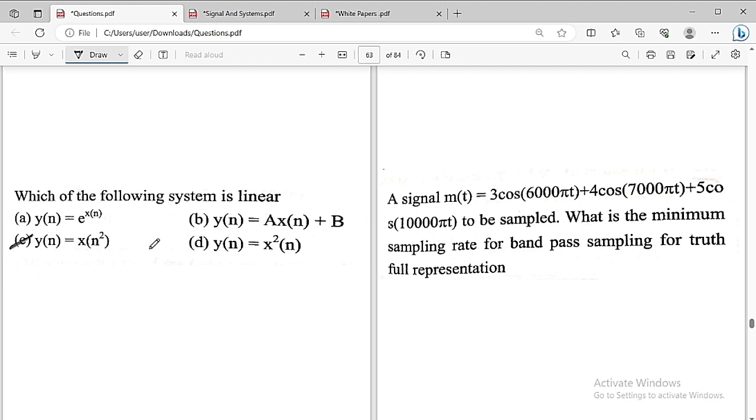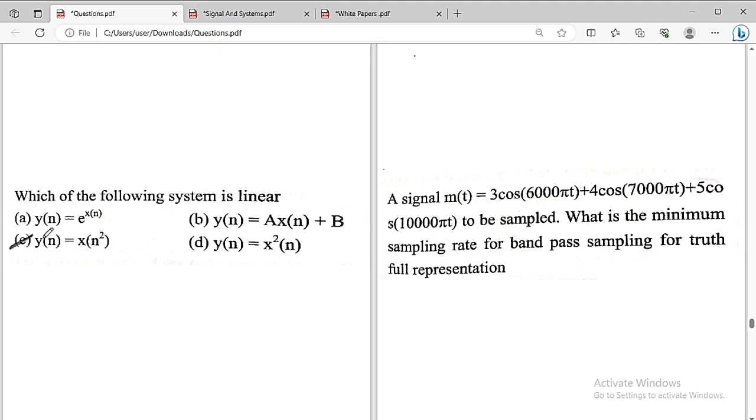We can also solve this question with a shortcut method. In option A, there is an exponential. Exponential means by default we can say it is a non-linear system. In option B, you can see a constant. Whenever you see any constant, by default we can say the given system is non-linear. In option D, we have a square operator. Square is a non-linear operator. Square, cube, all these power operations are non-linear operators.